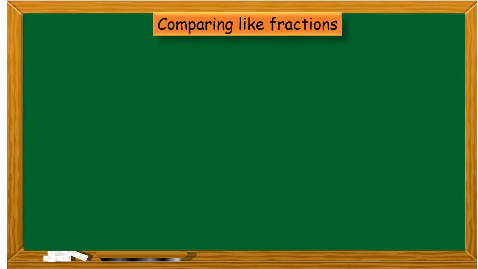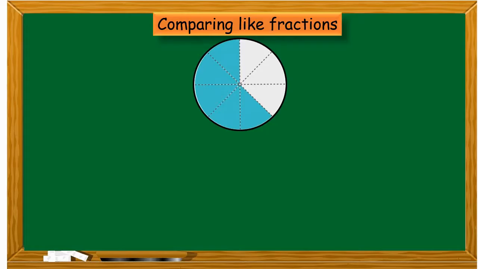We have learned like fractions in the previous module. Now let us learn how to compare like fractions. Look at this circle. This circle is divided into 8 equal parts. Out of that 8 parts, 5 parts are colored. So, the colored portion of this circle can be represented as the fraction 5 upon 8.